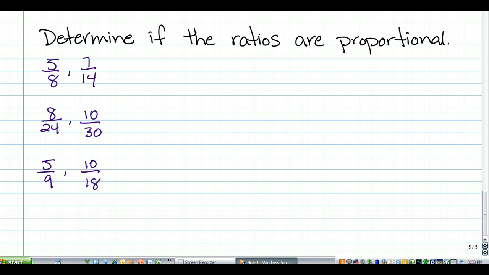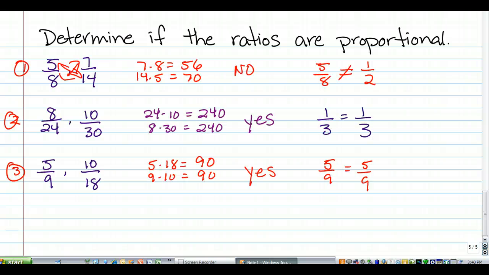Okay, for these 3 problems, I want you to do like it says, determine if the ratios are proportional. Remember, we did that 2 ways. We can either simplify them both or crisscross multiply. You decide which one you like and show all your work and then decide yes or no. Pause, work out all 3, and then when you're done, press play.